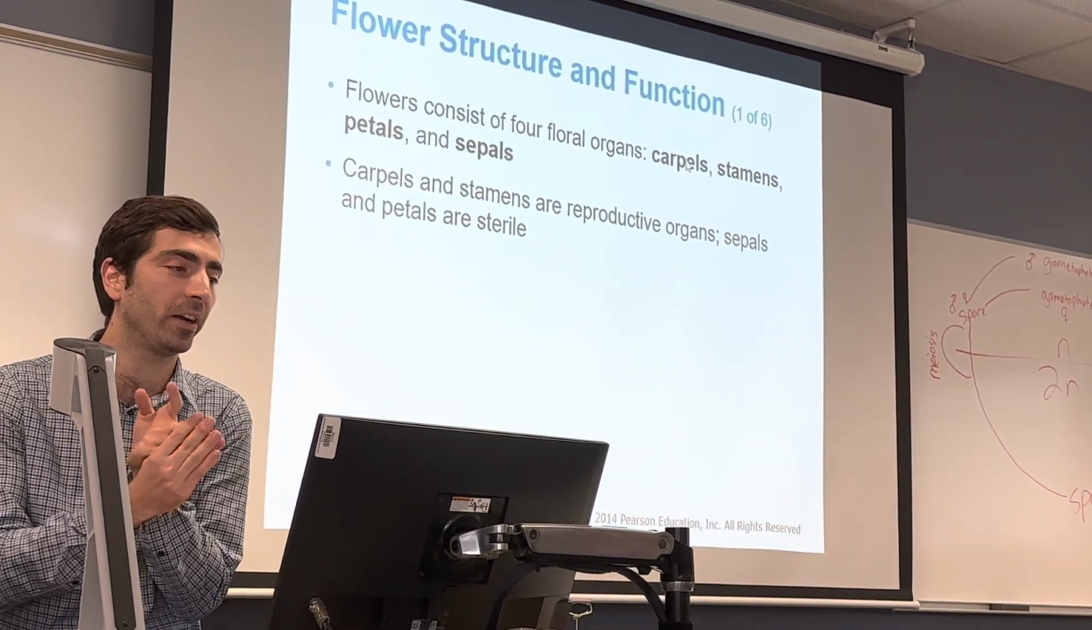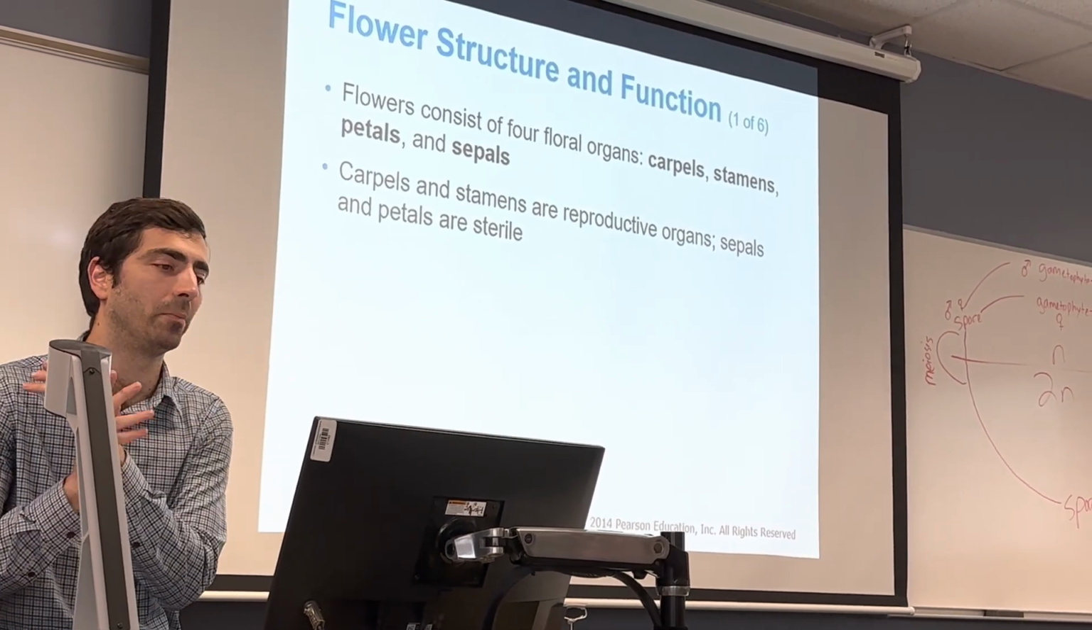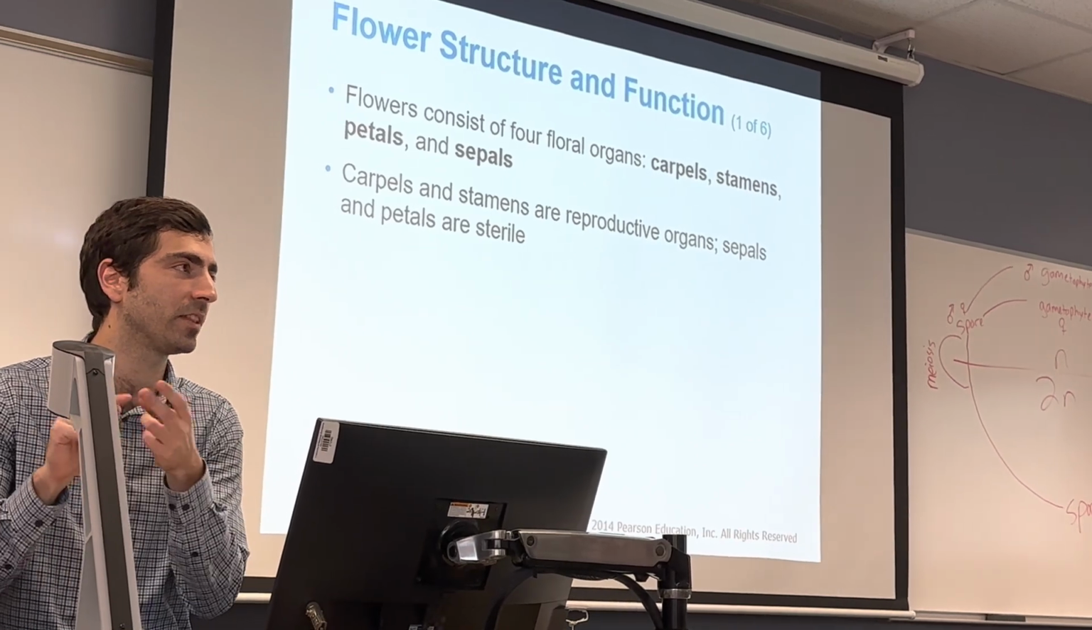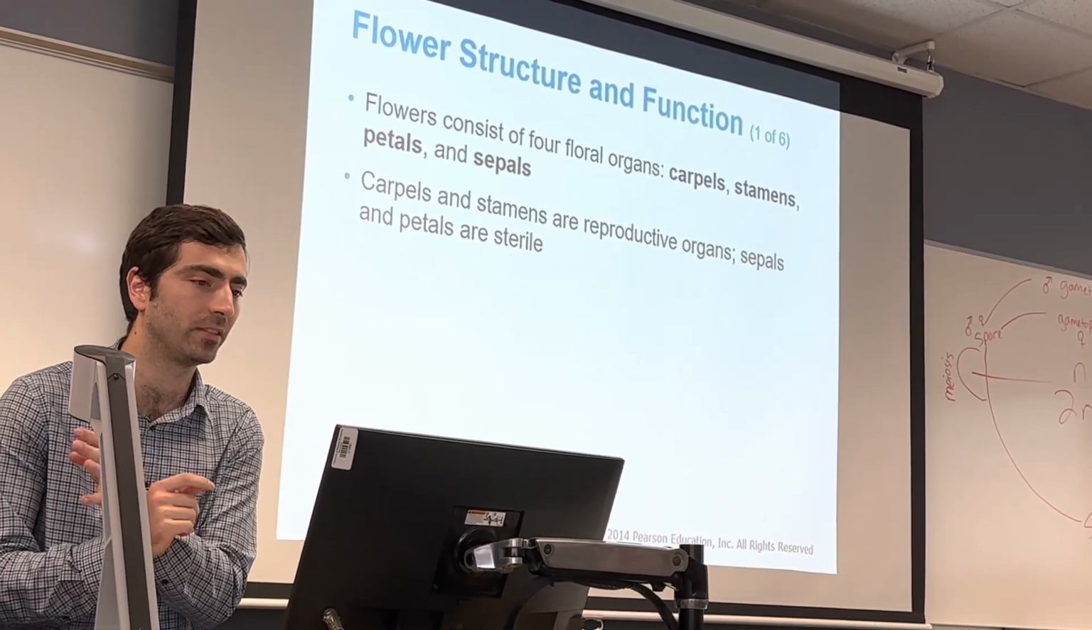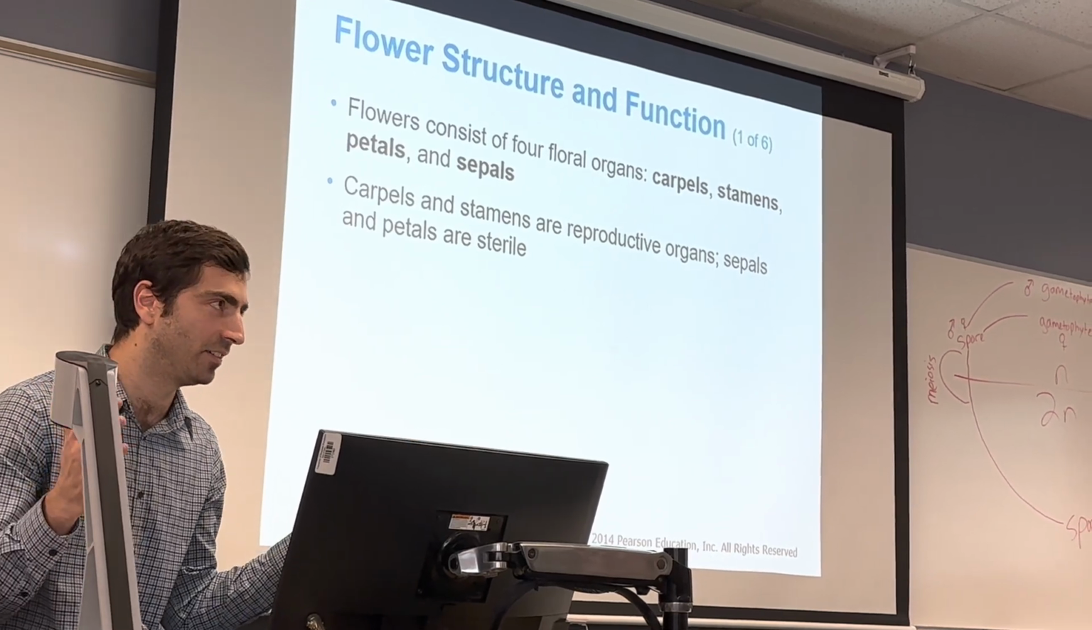That reproductive organ is broken down into 4 main parts that you want to be familiar with. Those are the carpels, the stamens, the petals, and the sepals. One of those, right off the bat, you should just know what that is, a petal.